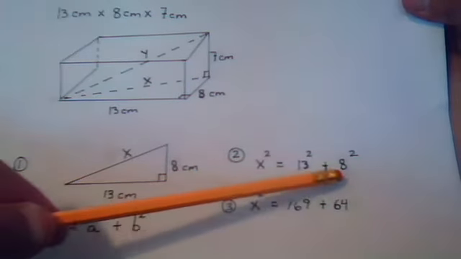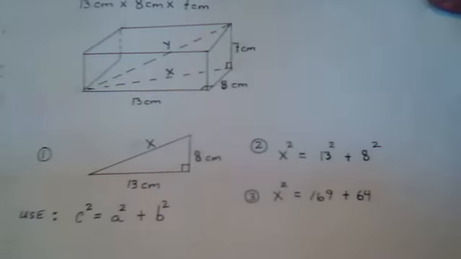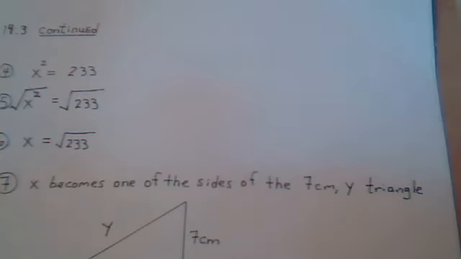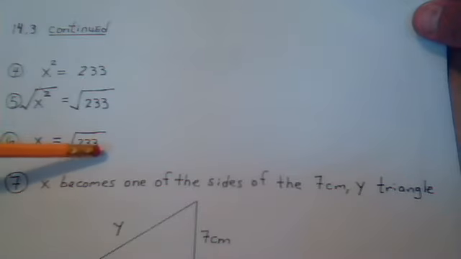Run it through the Pythagorean theorem. Simplify. Keep simplifying. Notice I take the square root of both sides so I could cancel the power of 2. And now I know that x equals square root of 233.